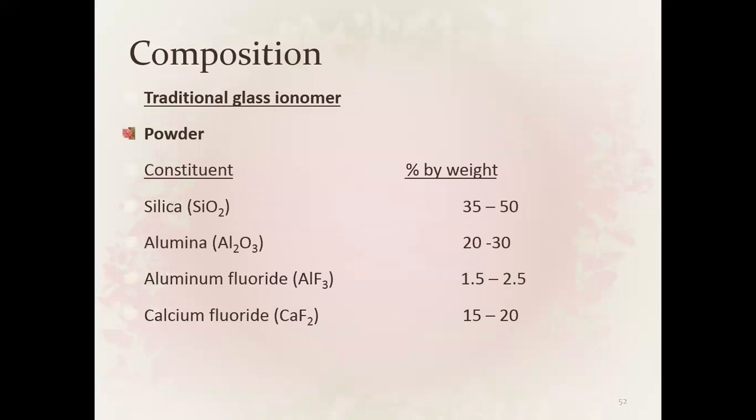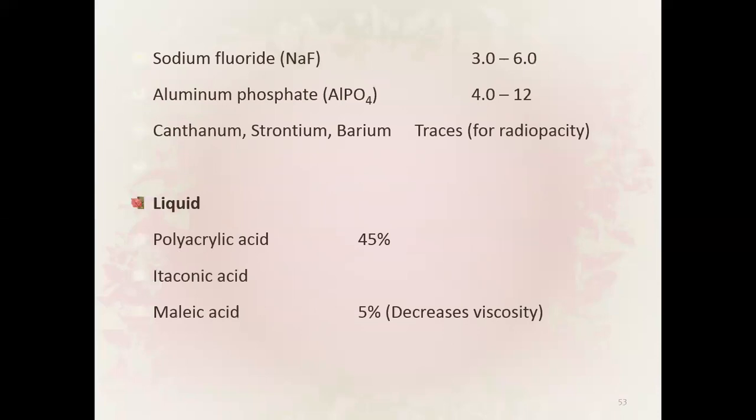Composition of traditional glass ionomer: silica 35 to 50%, alumina 20 to 30%, aluminum fluoride 1.5 to 2.5%, calcium fluoride 15 to 20%, sodium fluoride 3 to 6%, aluminum phosphate 4 to 12%. Then we have lanthanum, strontium, barium traces for radiopacity.